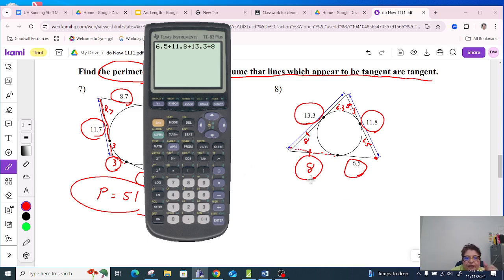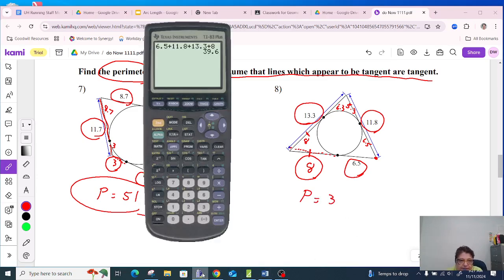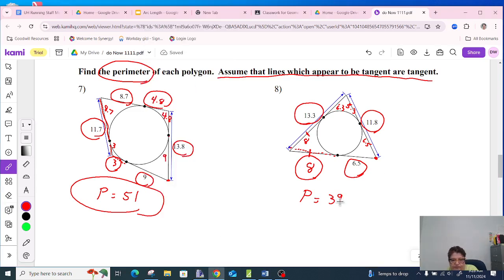Okay, and I double check. I have the 6.5, the 11.8, 13.8, and 8. And now I press enter. Did everyone get that the perimeter was 39.6? Yep. Woohoo!